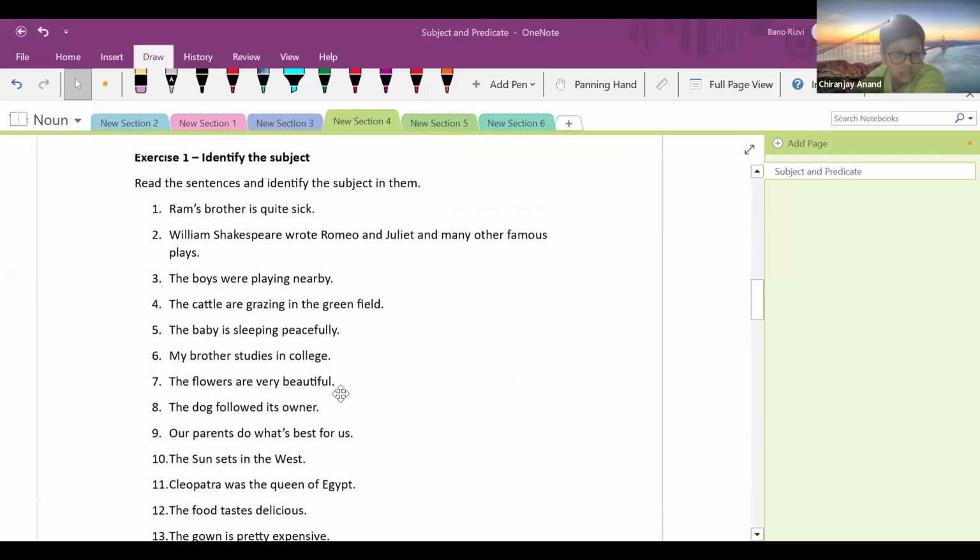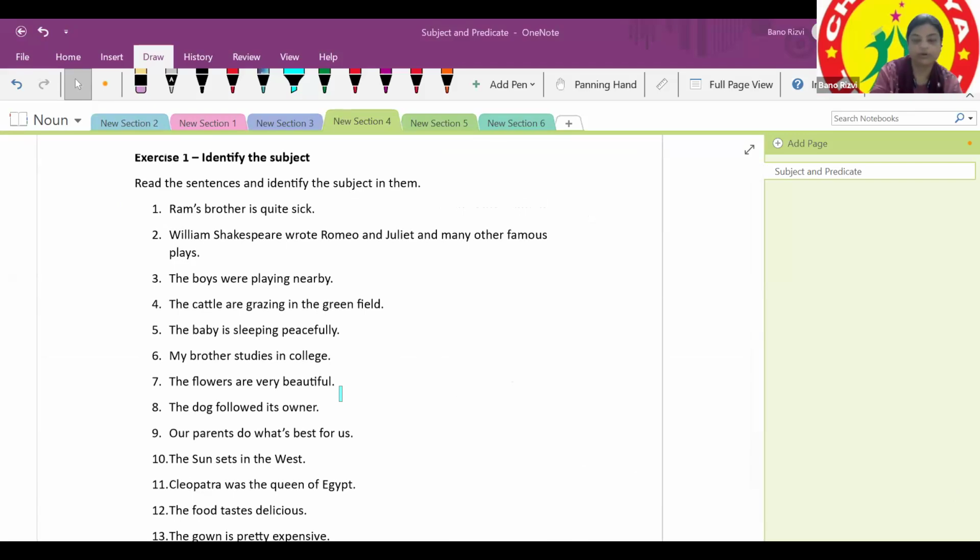Now read the sentence and identify the subject. Ram's brother is quite sick, ma'am. Ram is subject, brother is subject, and the rest is predicate. No, not like that. Everybody will speak together, I will not understand. Do one thing, just write it down in your notebook.